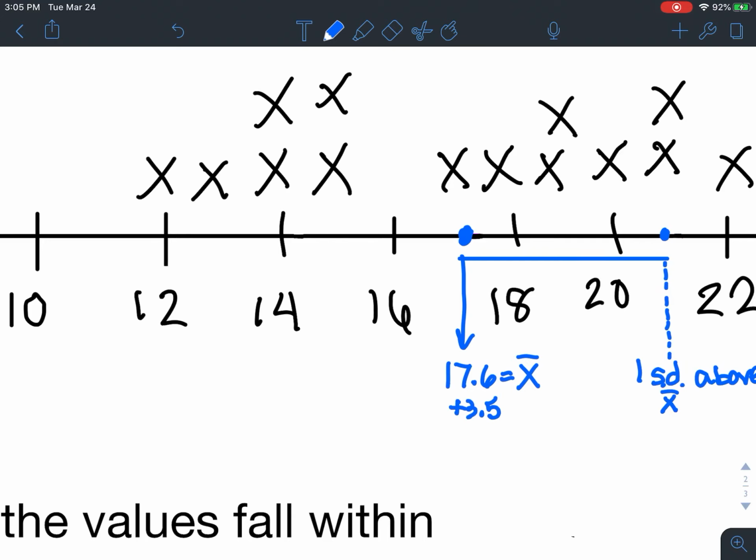Okay. I could also go the other way. So if I subtract 17.6 minus 3.5, I'm going to get 14.1. So that's going to be right about here. And that is 1 standard deviation below the mean.